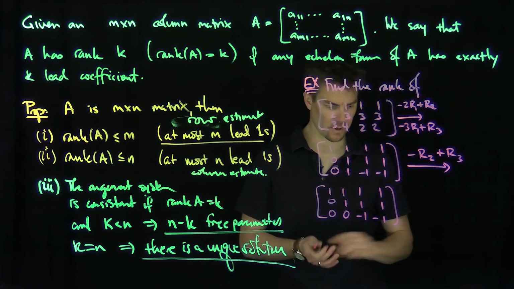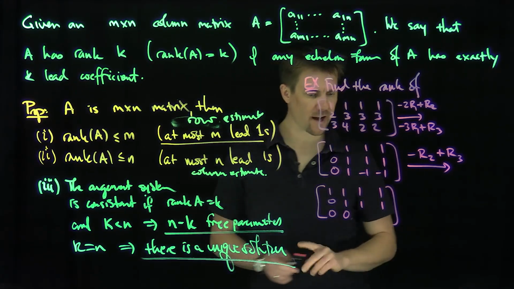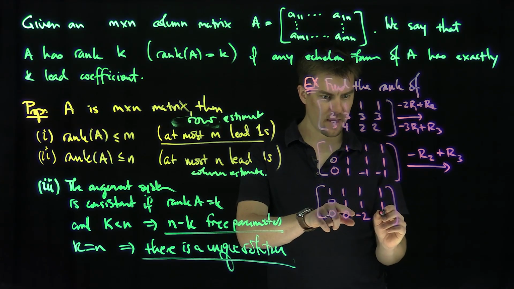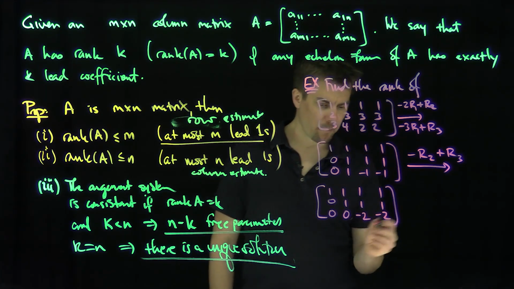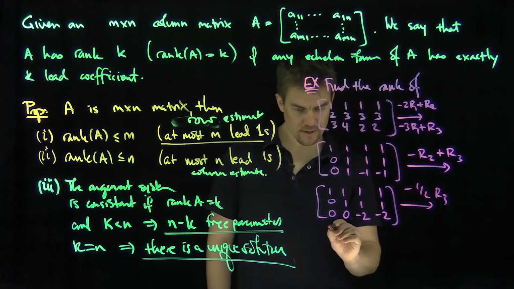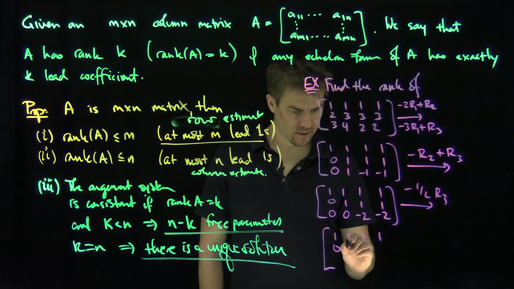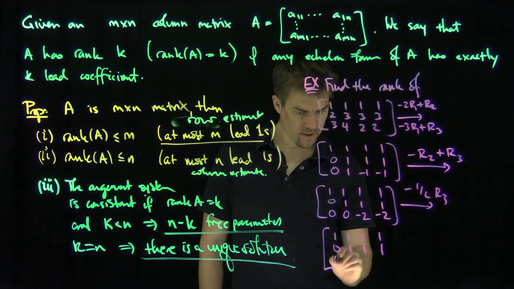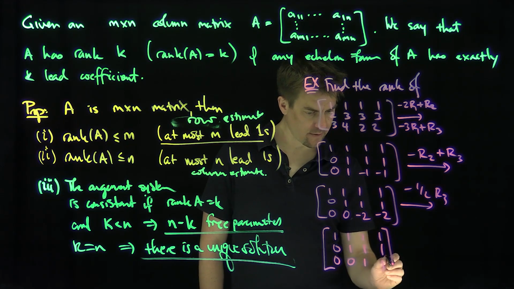Let's see. The last row I wrote is actually incorrect, so let's be a little more careful about those last entries. Negative row 2 plus row 3 is going to be a negative 2, and then a negative 2 over here. Finally, I'll multiply the last row by negative 1/2. So negative 1/2 of row 3 gives 1, 1, 1, 1, then 0, 1, 1, 1, and then 0, 0, 1, 1.